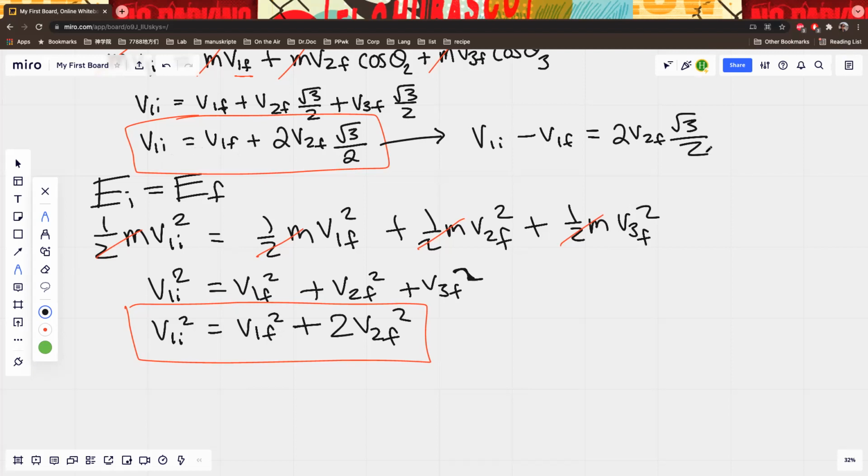All right, well, hold on. We don't even need these 2's anymore, right? Because we have a 2 here and a 2 there. So let's just get rid of that, make everything as simple as possible. So we erase, and then we just have square root of 3. Okay, so we have that, and then here we have v1i squared minus v1f squared equals 2 times v2f squared.